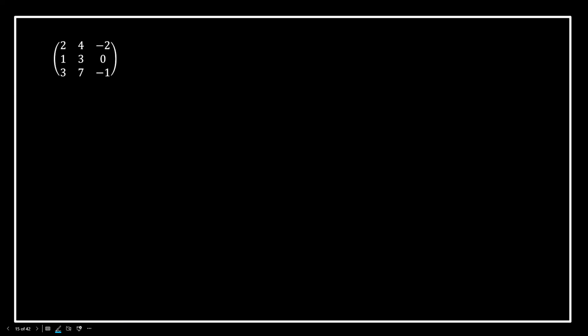All right, so now I'm going to set up the same way as I did with the last problem. 2, 1, 3, 4, 3, 7, -2, 0, -1. Actually, hold on, I have to have my big bar. Okay, wonderful. All right, so let's start with this element right here and try to get rid of this 3.